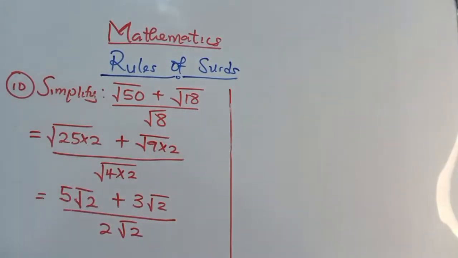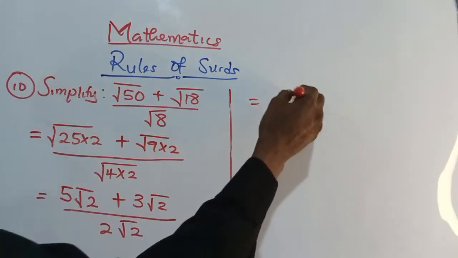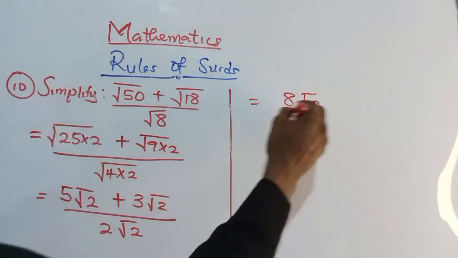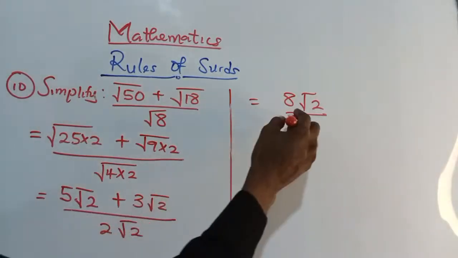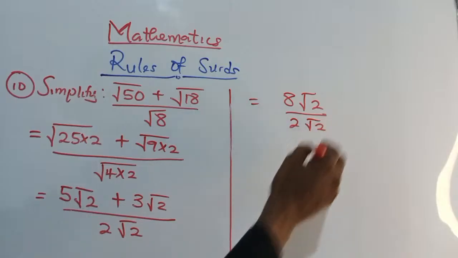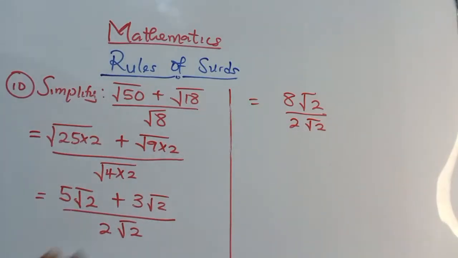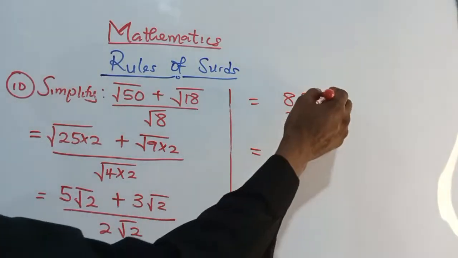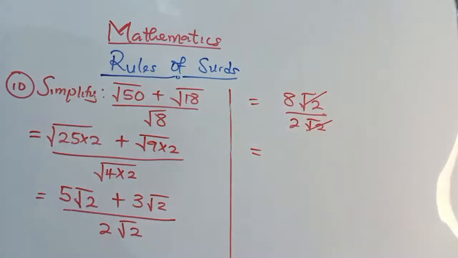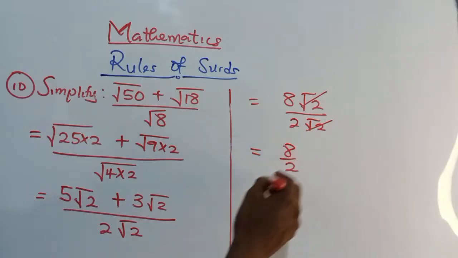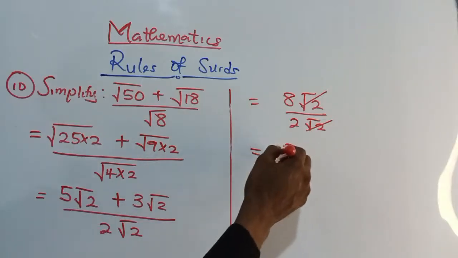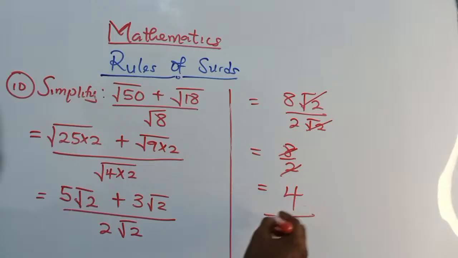So that's 8 root 2. From here, we have 8 root 2 over 2 root 2. Okay, so now from here, root 2 can cancel root 2. Then we have 8 over 2, which is 4. So our final answer is 4.